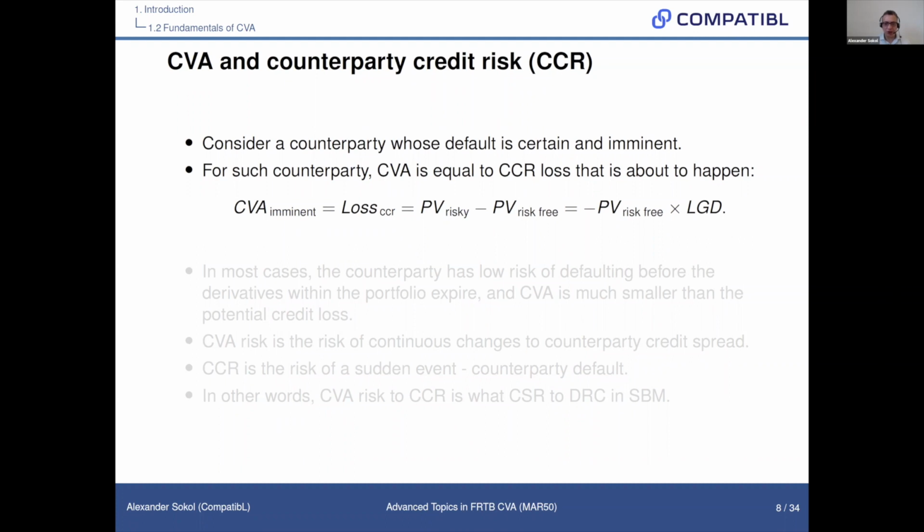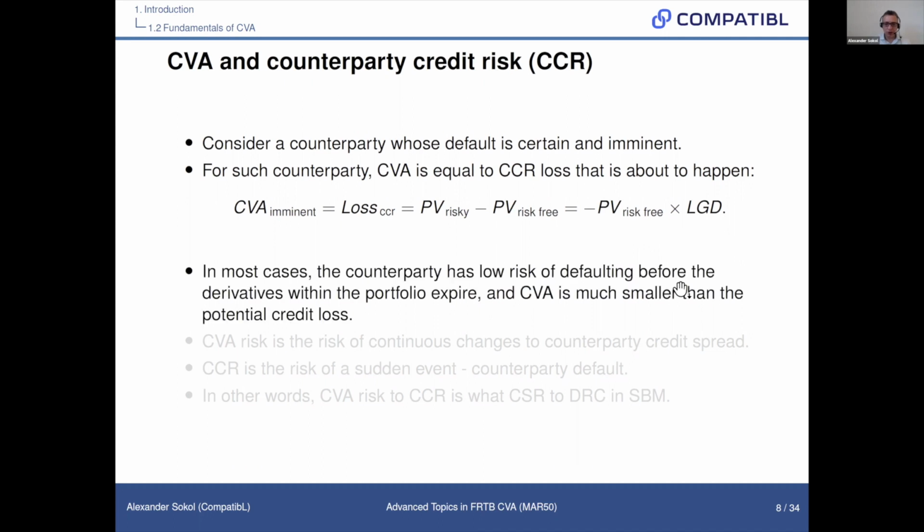So CVA on a transaction with a counterparty that's about to default is equal to the loss that will happen tomorrow. It's the expected value of a future loss, and if you know for sure that the loss will occur tomorrow, then it's just the same value. You can also express it as the PV of the portfolio where counterparty credit risk is taken into account, minus the risk-free PV where it's not. And remembering that LGD is 1 minus the recovery ratio, you can express this as minus, because it's a loss, so we'll use the convention that CVA is negative in this formula, the risk-free PV times the loss given default.